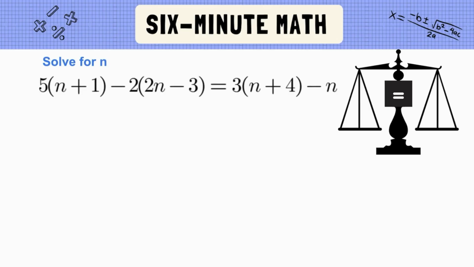How about solving for n in this long process? We have a lot to do here. We have 3 distributive properties we are going to do.